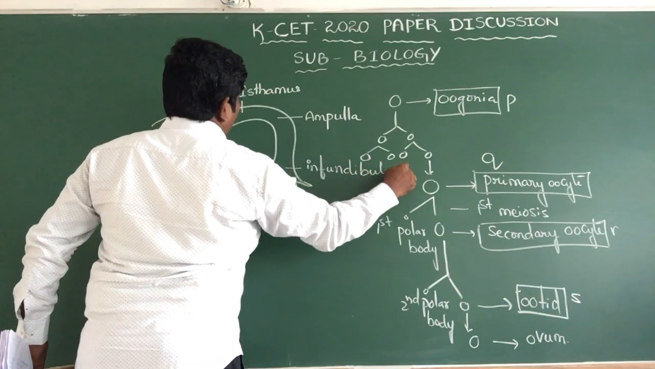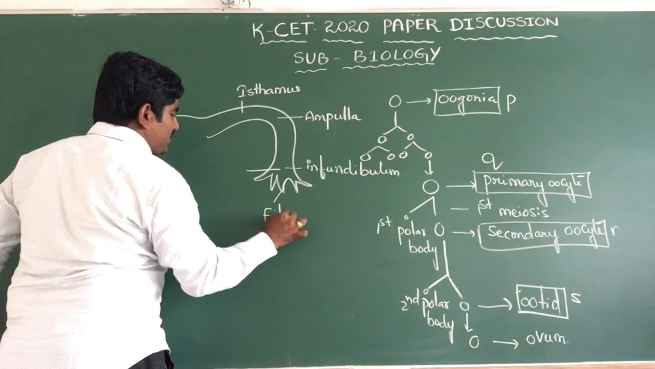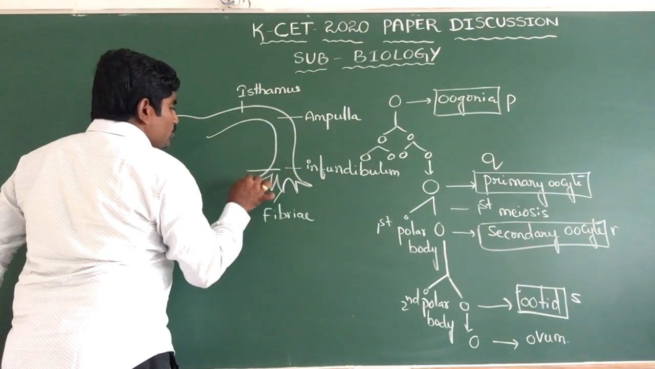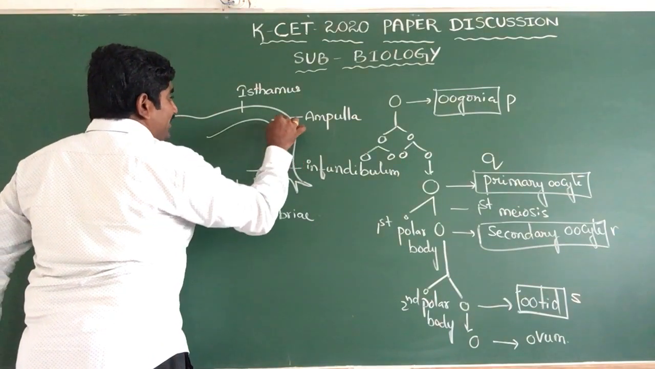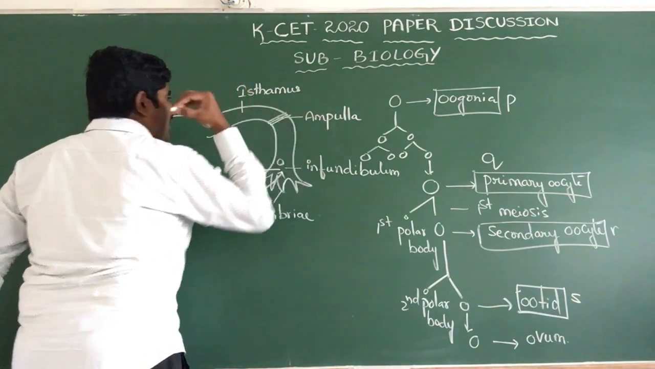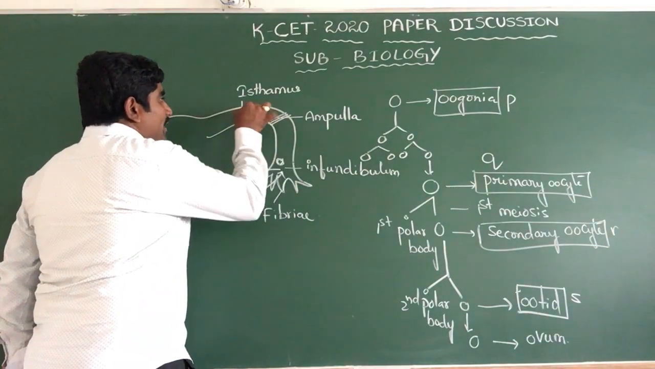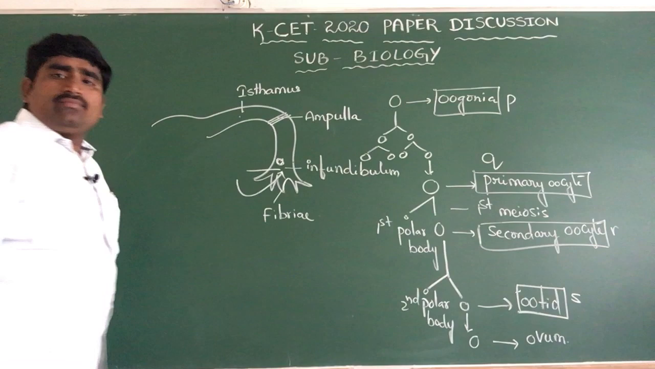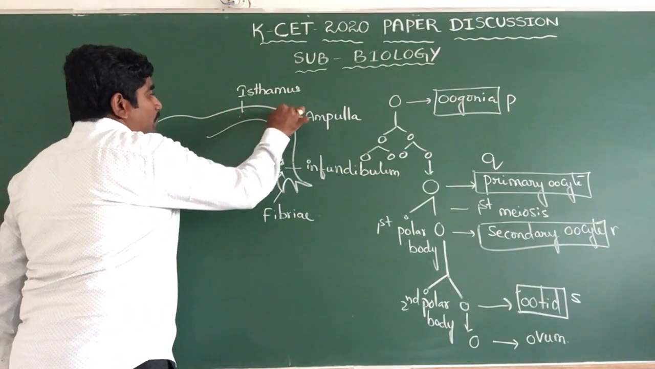These finger-like structures are called fimbriae. Through the fimbriae, the ovum enters here. When this ampullary region is blocked for some reason, what will happen? The ovum cannot move from infundibulum to isthmus because the ampullary region is blocked.